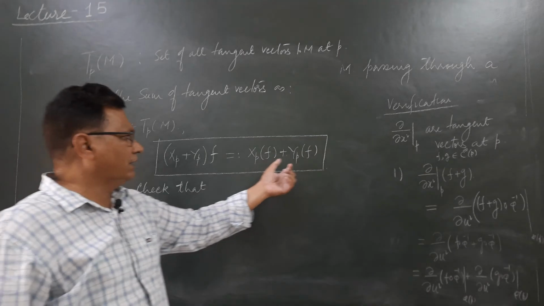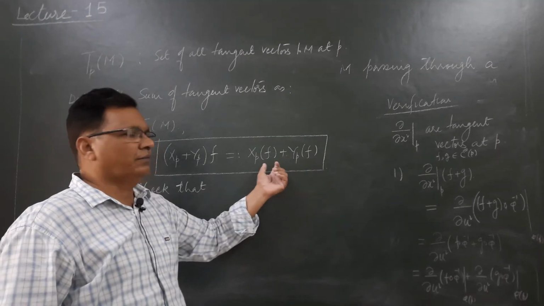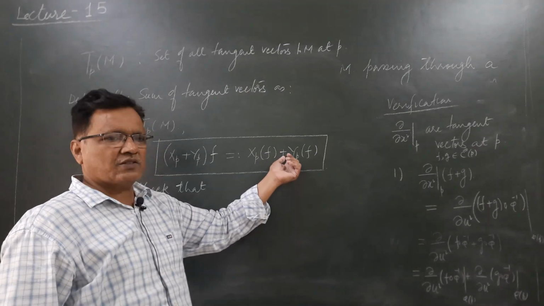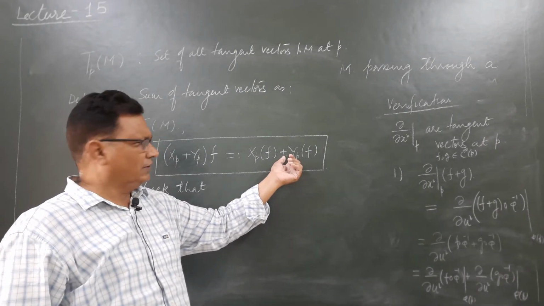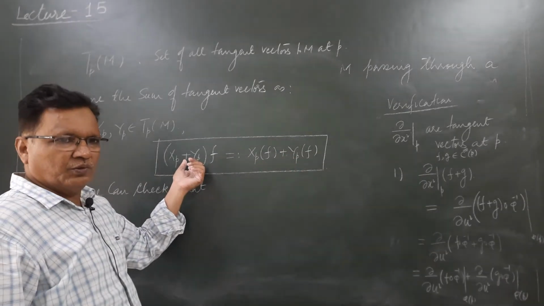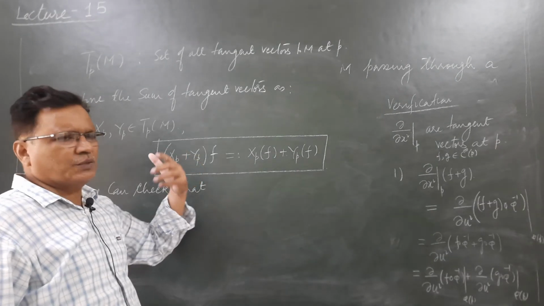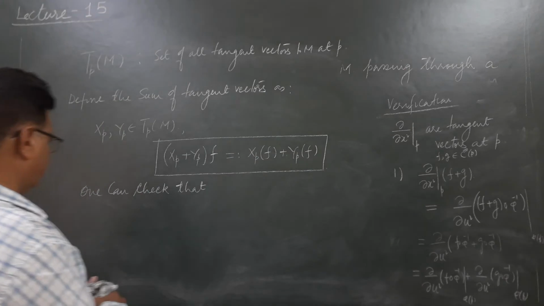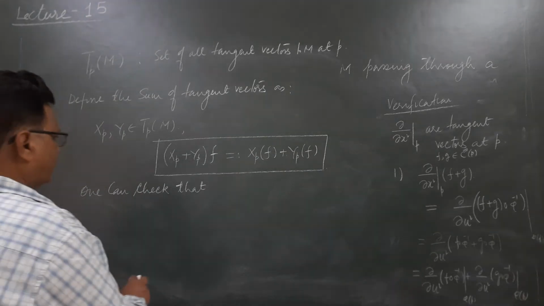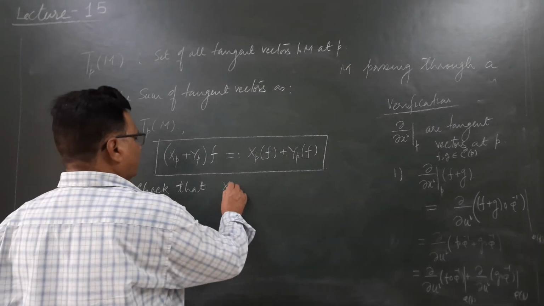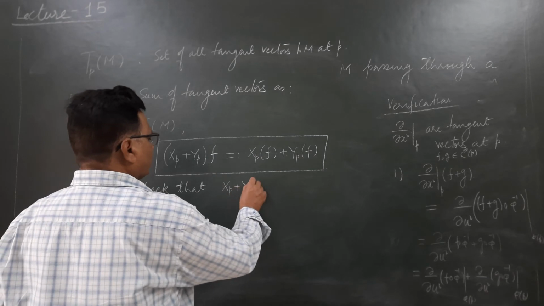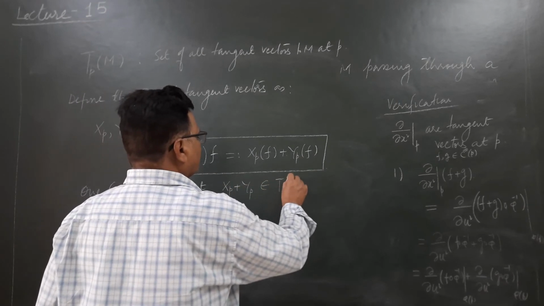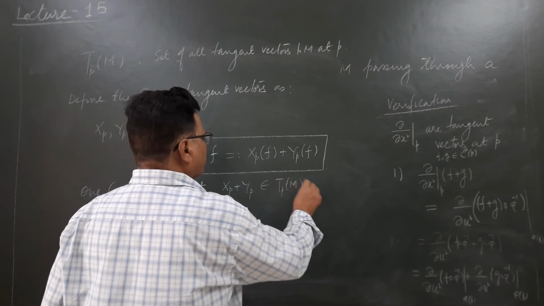The two objects in the right side are real numbers. XPF, YPF both are real numbers. This sum is the sum of two real numbers. This sum is the sum of two tangent vectors. सारे sums को हम एक ही symbol से denote करते हैं, but you understand the meaning. One can check that XP plus YP belongs to TPM. ठीक है ना, पहले तो ये होना चाहिए.